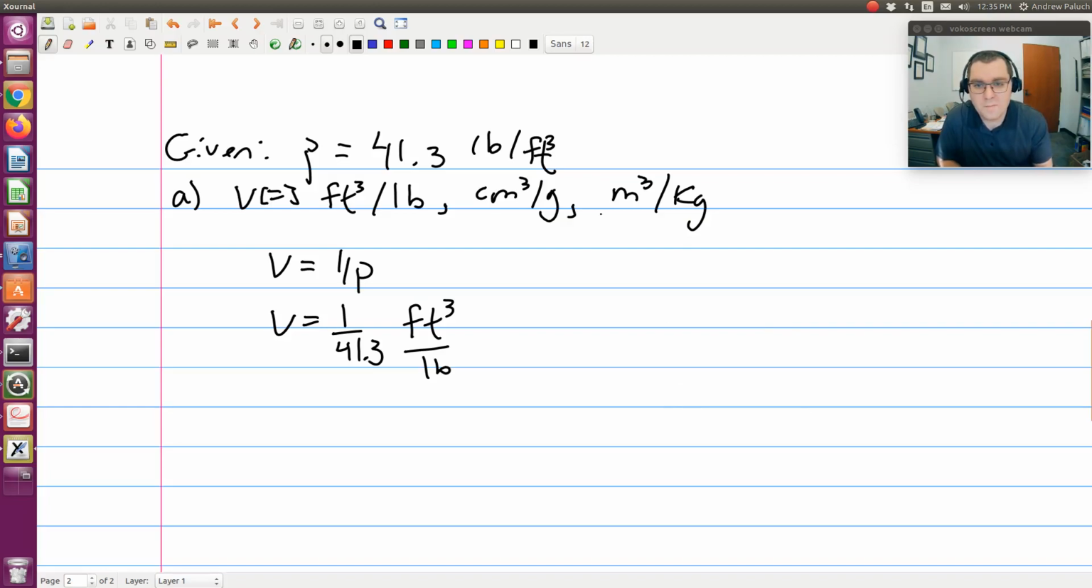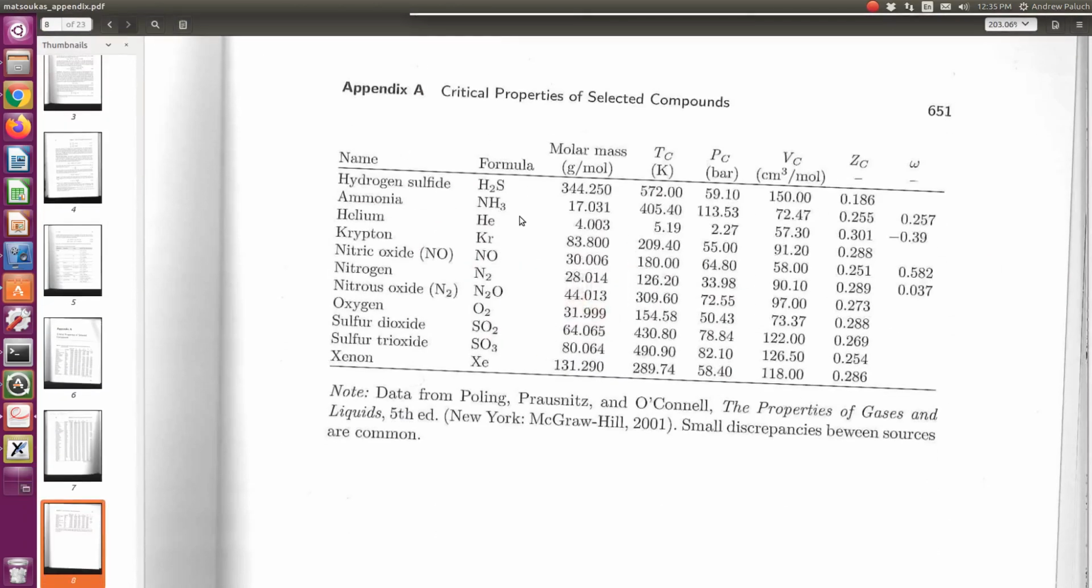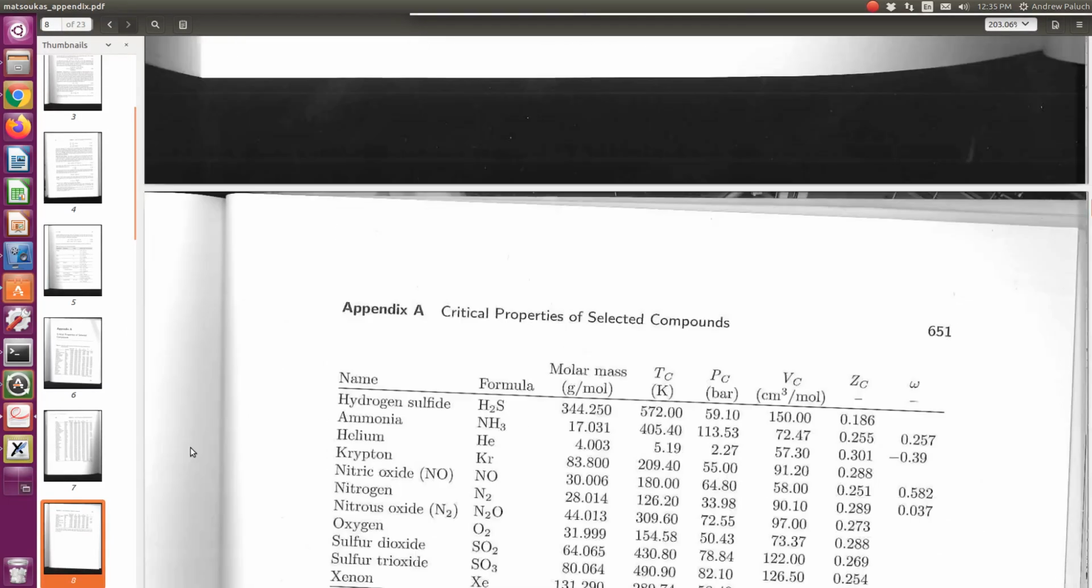Then from there, for centimeters cubed per gram and meters cubed per kilogram, I'm going to have to look up the appropriate conversion factors. If I wanted to get from here to centimeters cubed per gram, let me look up the conversion from foot to centimeter. Again, I'm going to the appendix I have scanned up.